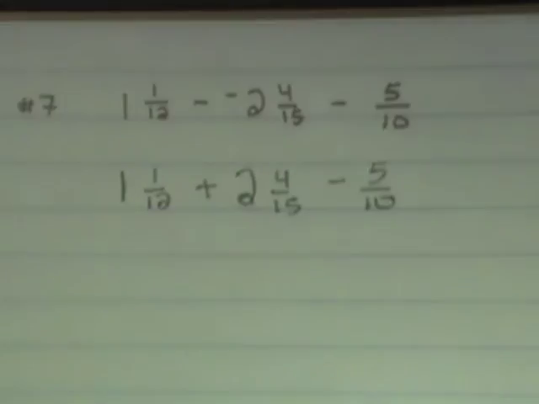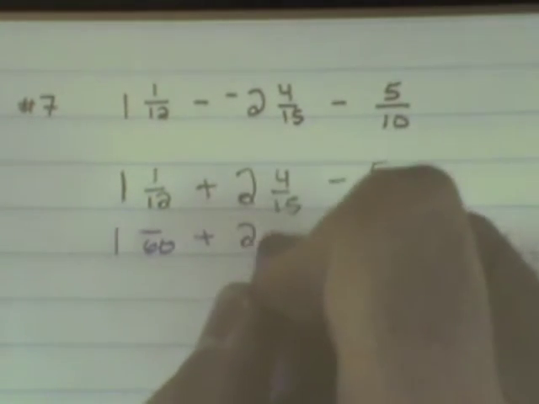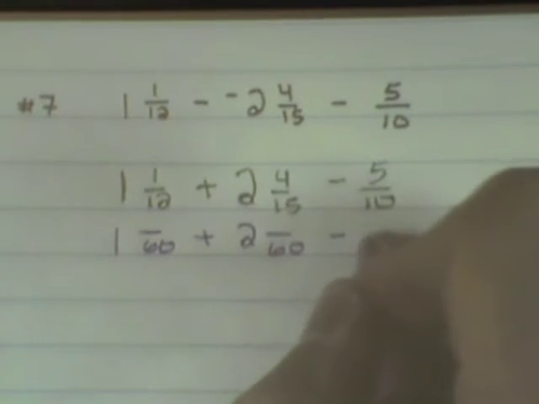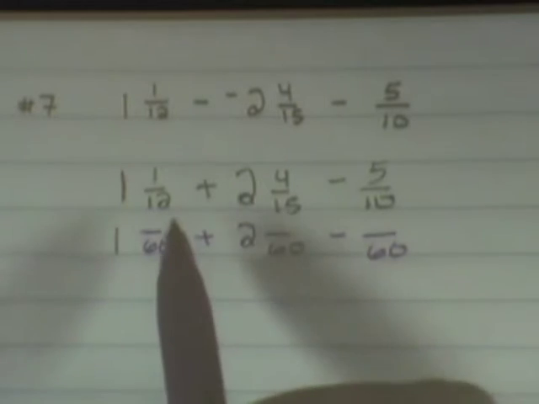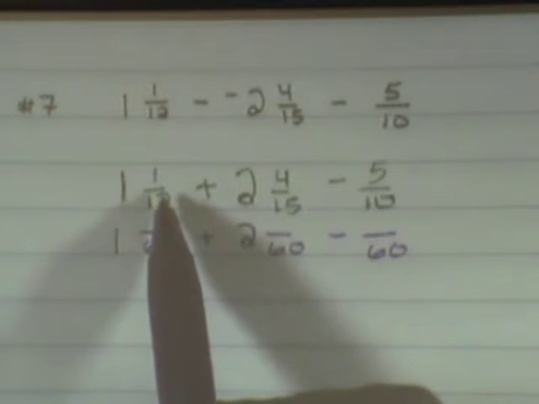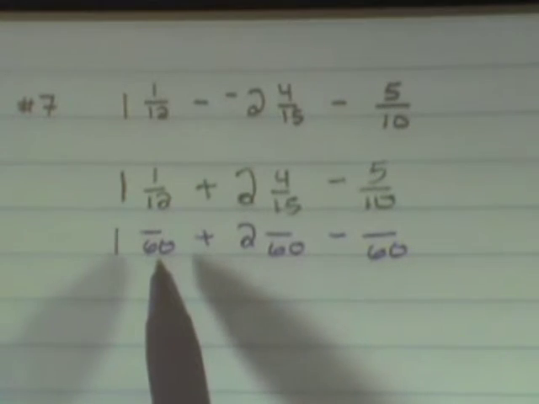minus 5/10. Next, I need to find a common denominator. As I look at 12, 15, and 10, I recognize that the common denominator would be 60. And so I'm going to write this as 1 and something over 60 plus 2 and something over 60 minus something over 60. And yet again, I figure out those numerators by saying 12 goes into 60 5 times.